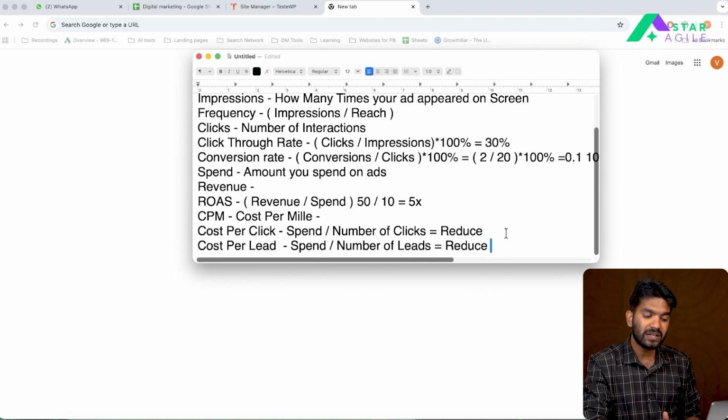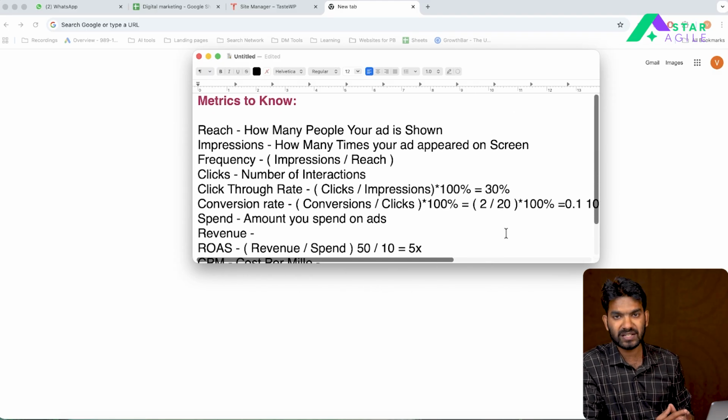Okay, so these are some of the important metrics you should understand whenever you are working with performance marketing, guys.